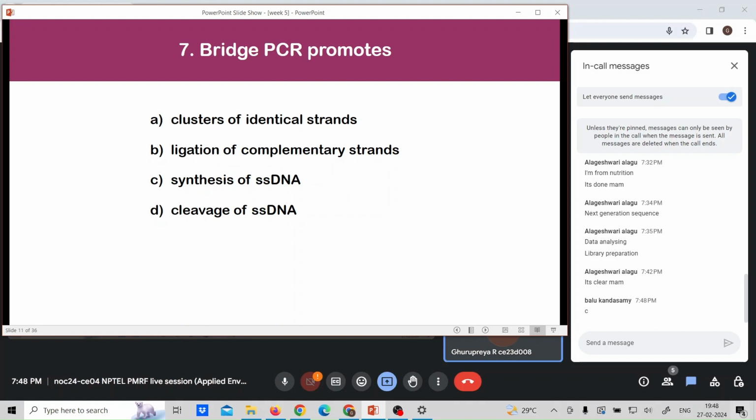In NGS we have heard about bridge PCR and emulsion PCR through the lectures. This question is based on bridge PCR. Which of these does bridge PCR promote? You can just imagine bridge PCR is basically you're going to have two things to which it's attached like a bridge.